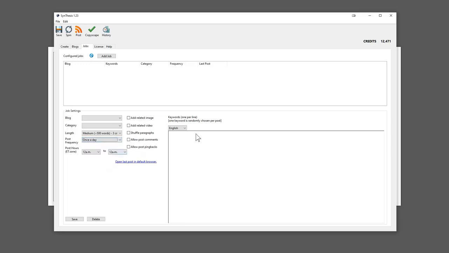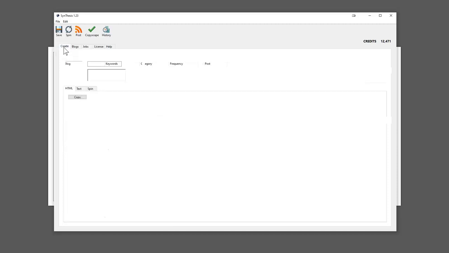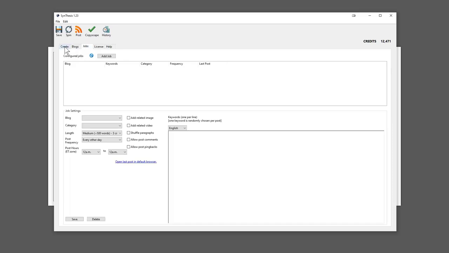And what I would do is put a suitable keyword in here. If I wanted to post more often, let's say every other day, then I would put a whole bunch of keywords in here that are related to the main topic, but are varied sufficiently that the articles are going to have a slightly different slant. Now, this is one of the ways you can use the keyword suggestion tool. We'll come back to jobs in a moment.